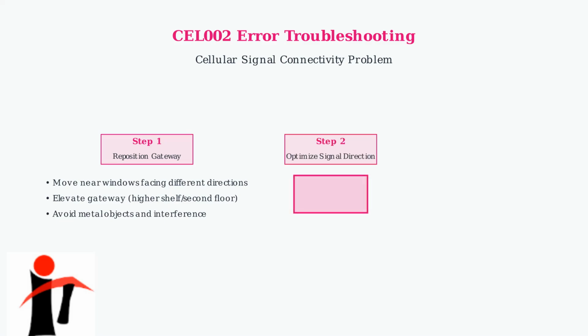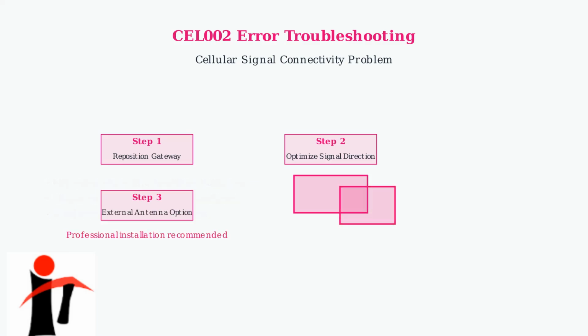Step 2 involves using T-Mobile's coverage map to identify the nearest cell towers and optimize your antenna orientation accordingly. Step 3, for persistent signal issues, is considering an external antenna. This can significantly boost signal strength in challenging locations.